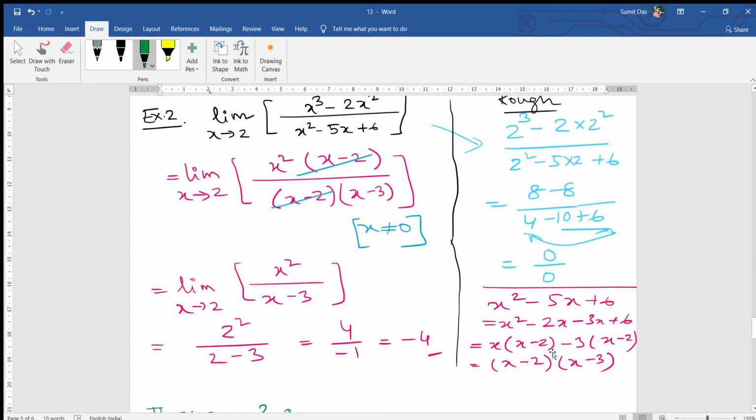Okay, some students I used to see do the rough work here and then cut it. No, don't cancel the rough work. Sometimes the teacher also needs to verify whether you are doing it by yourself or not by seeing your rough work. So don't cancel.